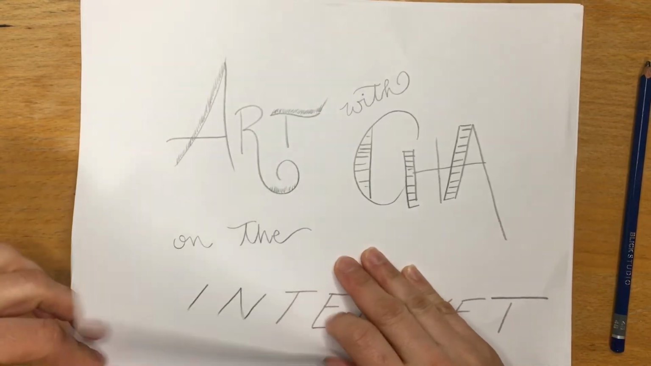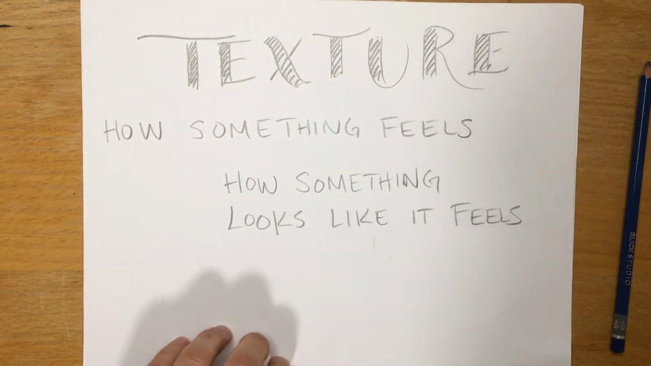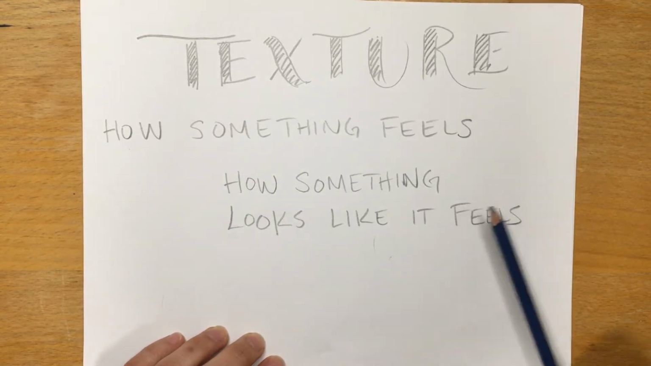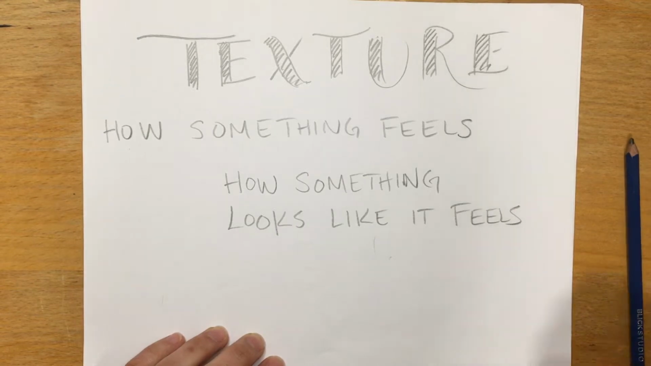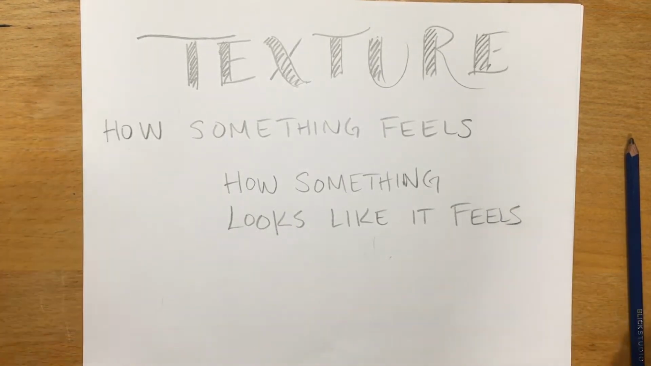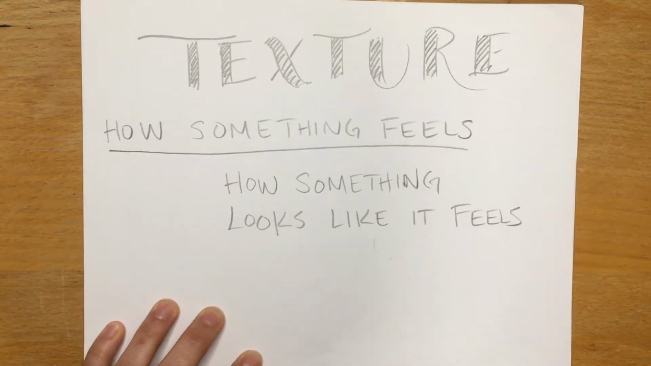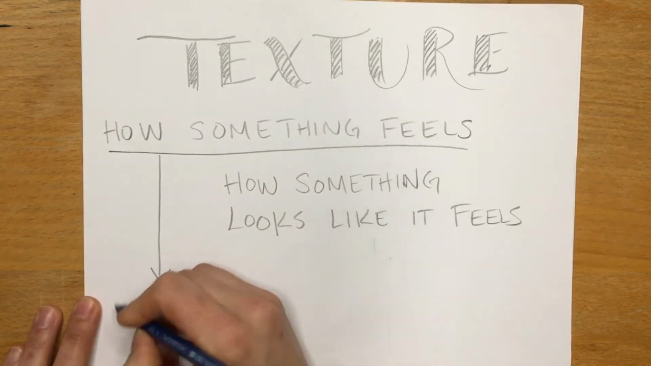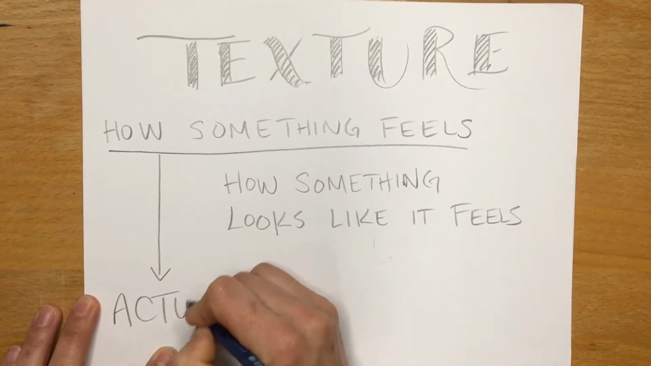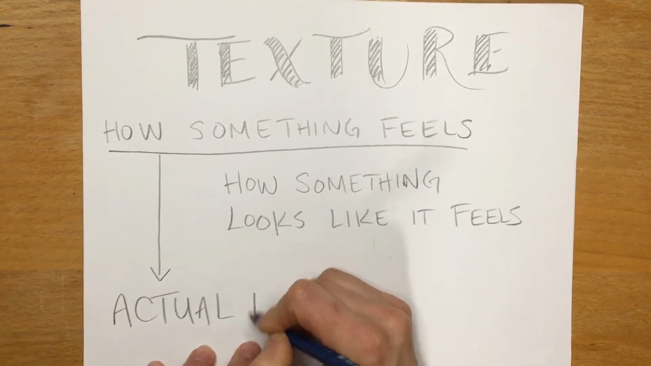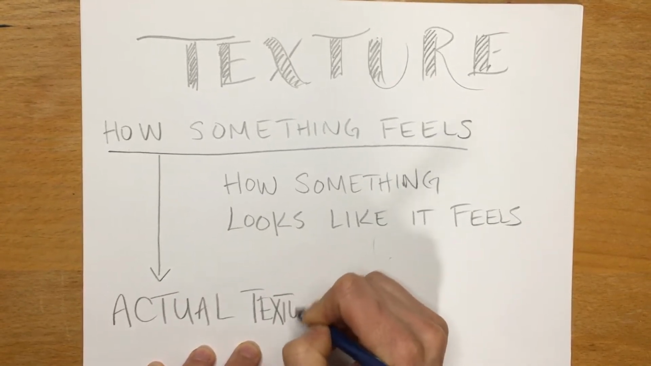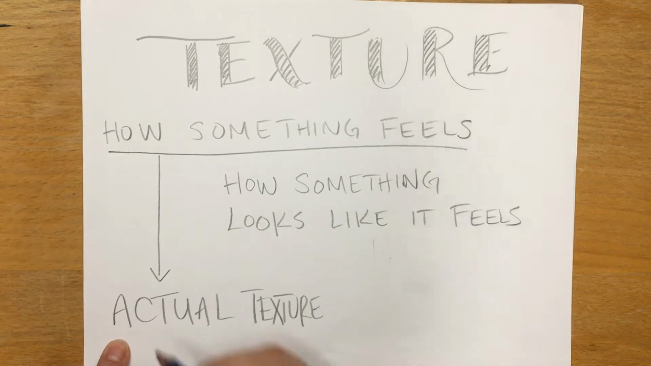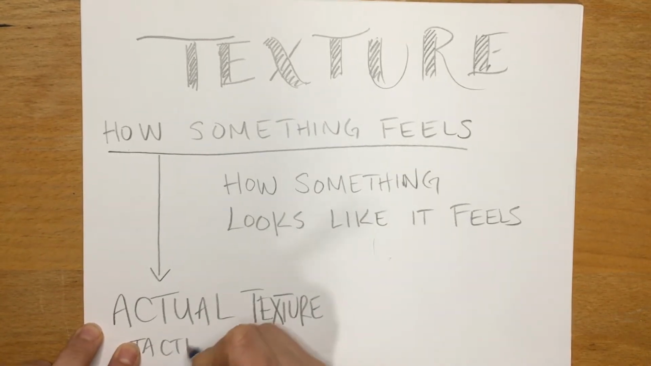Remember that texture is how something feels to the touch or the way it looks like it would feel. The first part of that definition, how something feels to the touch, can be called actual texture. Sometimes it's also called tactile texture.